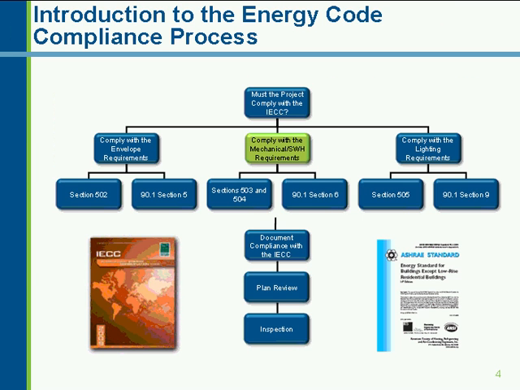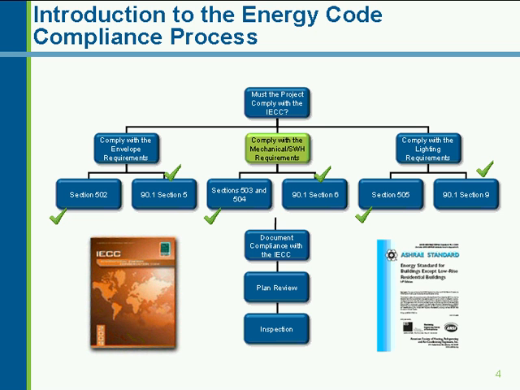The process for complying with the IECC: you need to comply with envelope requirements, mechanical and service hot water heating requirements, and lighting requirements. You have 2 choices. You can either comply with the IECC in its entirety, or as an alternative, you can comply with ASHRAE Standard 90.1 in its entirety. If you comply with the IECC, that's sections 502 for building envelope, 503 and 504 for service hot water heating and mechanical requirements, and 505 for lighting requirements. If you comply with ASHRAE Standard 90.1, it's section 5, section 6, and section 9.